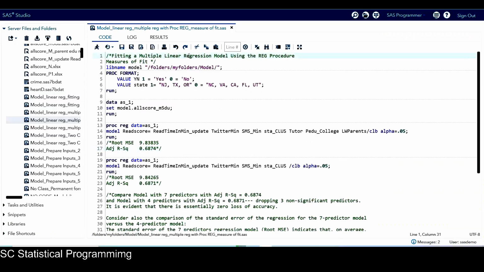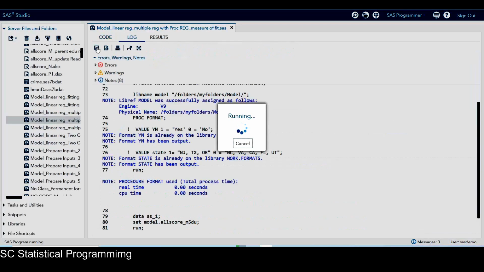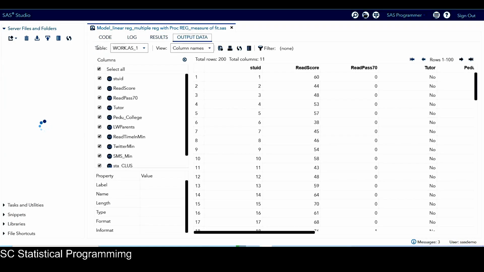Now let's look at the program for measures of fit. Again, I'm including the same lab name and the proc format as well as the data step to create the same template data set as we used for analysis in the last tutorial, which is AS_1, and this is the permanent data set we used before. Okay, so let's run this part of the program to have the data ready.